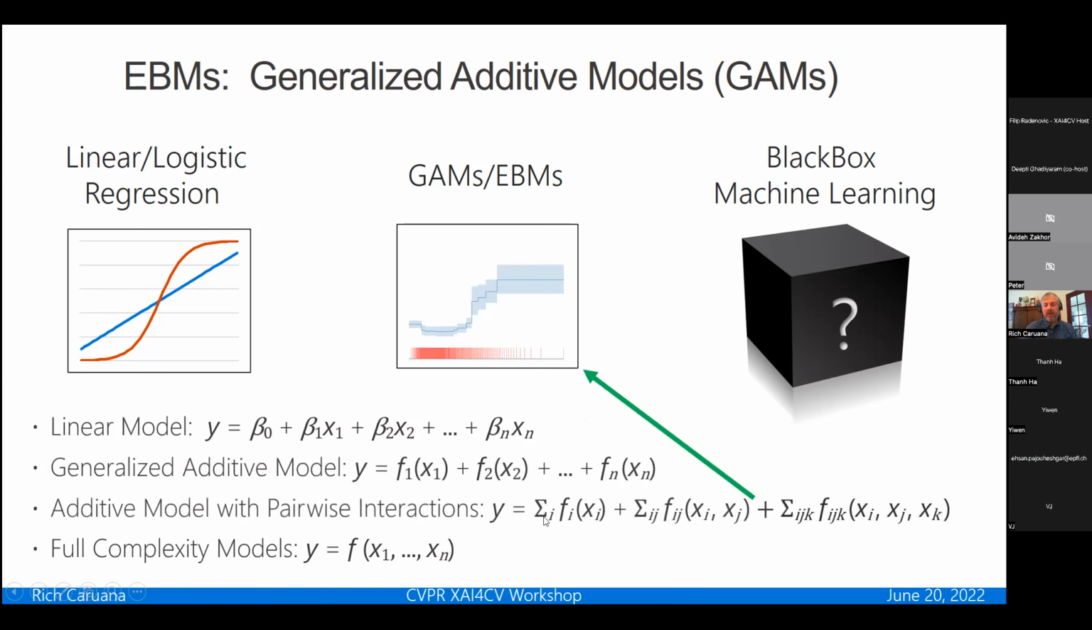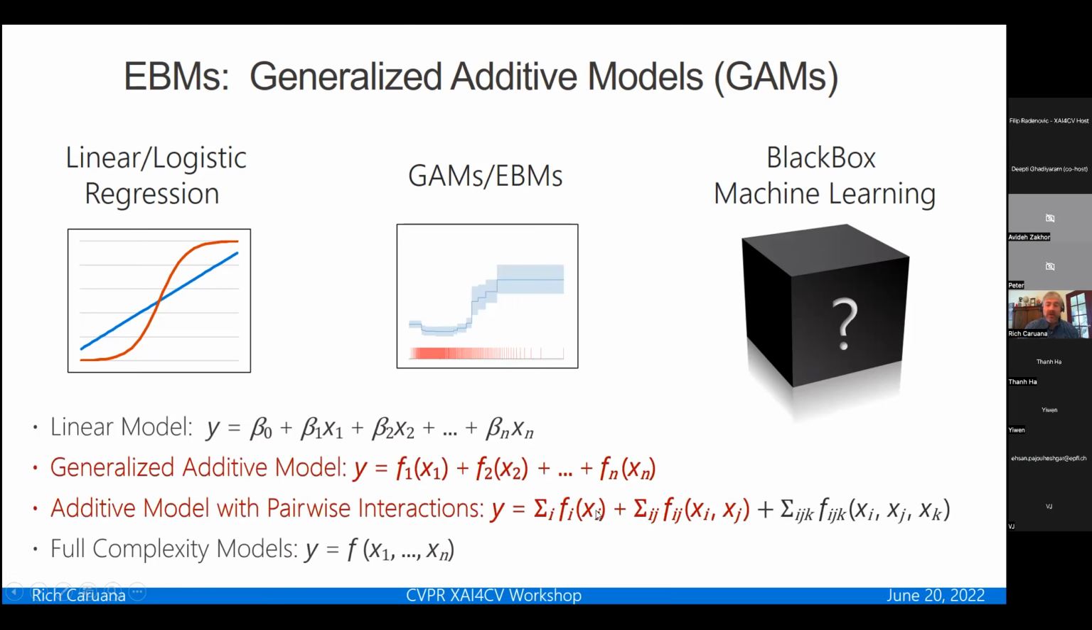So we can make this a little more complicated. This is the sum of all functions of individual features. Here's the sum of functions of pairs of features. This can now do pairwise interactions. We can go all the way to three-way interactions if we want, but usually we try to stick with main effects and a small number of the most important pairwise interactions, because this remains very interpretable.